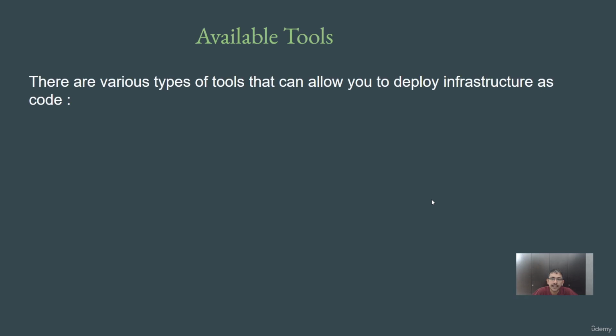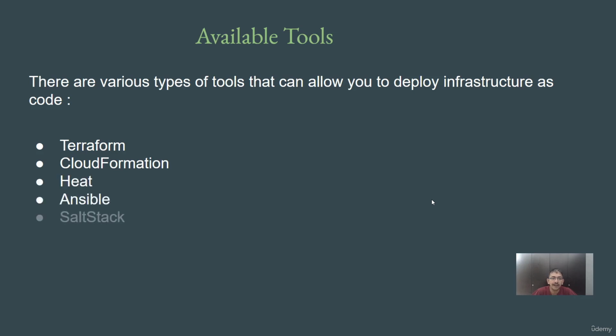In the industry, there are multiple tools available that allow you to create infrastructure as code. For example, you have Terraform, which is one of the most popular IaC tools that is available. You have CloudFormation, you have Heat, you have Ansible, SaltStack, Chef, Puppet, and others. Now, when there are so many tools available that allow you to deploy infrastructure as code, the question that comes is which among them will be the right tool for your organization?